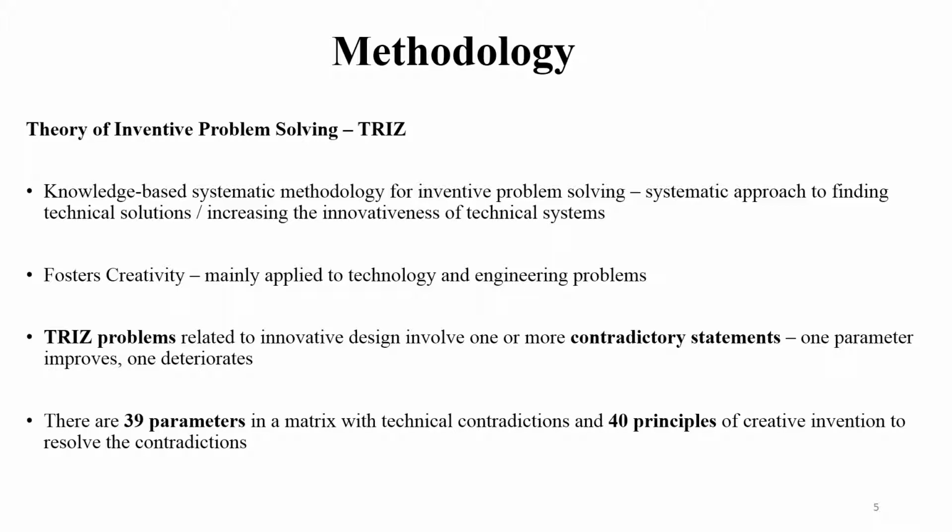Also, Altshuller uses 39 parameters in a matrix form to further analyze the contradictions between those parameters. And also, then, some suggestions for improvement using the 40 inventive principles of creative invention to resolve those contradictions identified in the contradictions matrix with the 39 parameters.